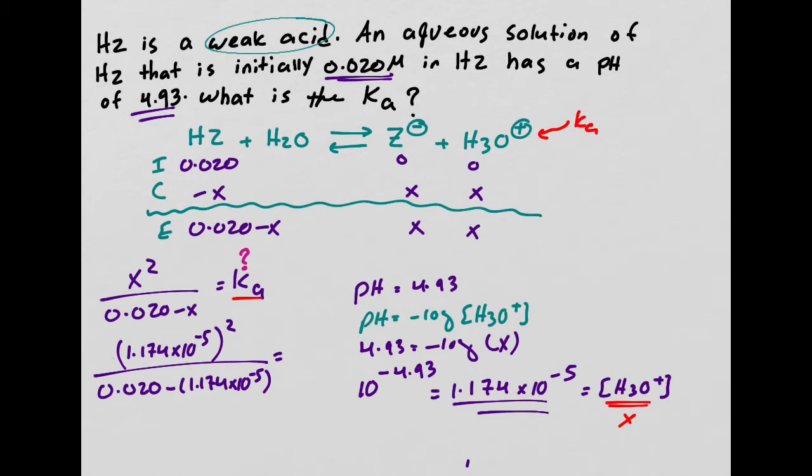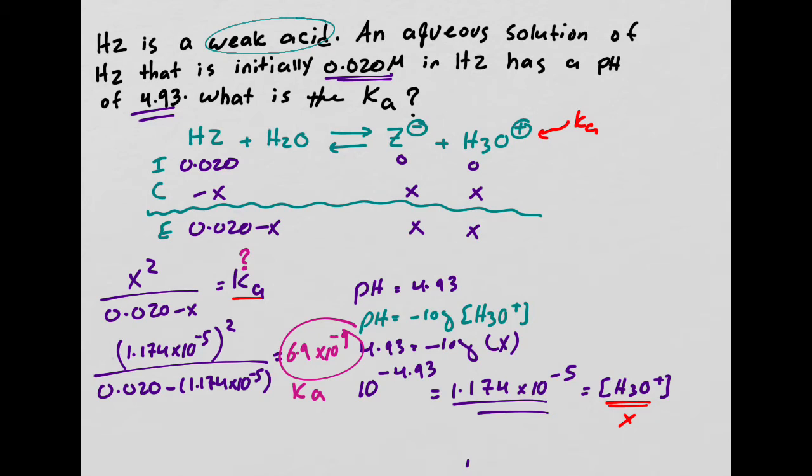And the Ka would be 6.9 times 10 to the minus 9. So that is going to be my Ka. Sounds good? Okay, so we had the pH. With the pH, we had the hydronium concentration, which happens to be the X. I plug it in, and I can get the Ka.